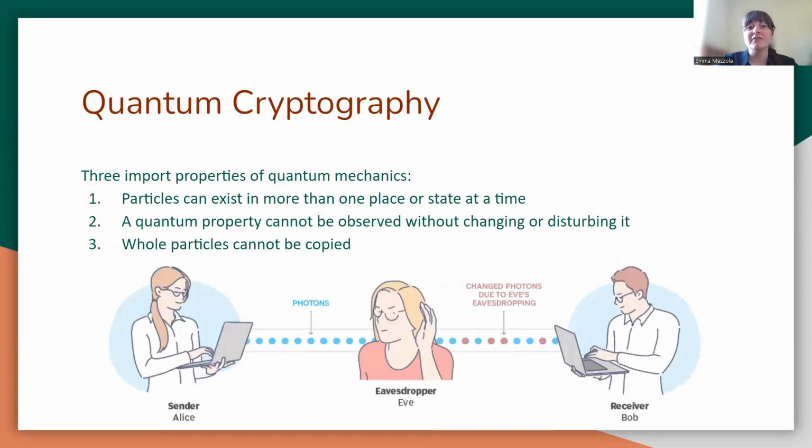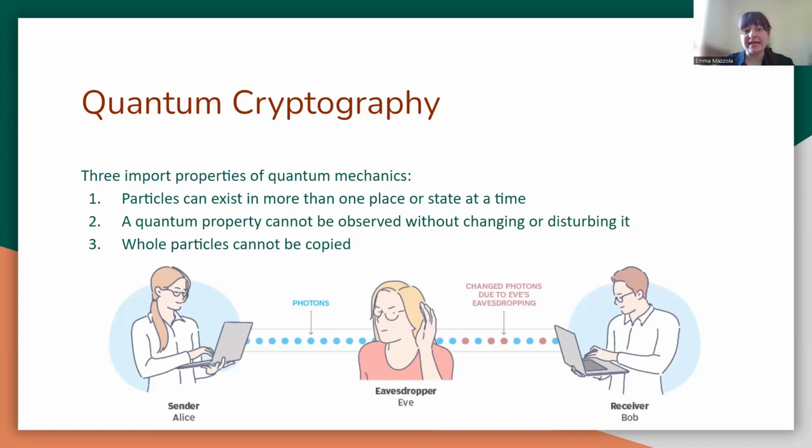And quantum cryptography is very, very, very secure for a few reasons. We have these properties of quantum mechanics that make it very secure. Particles can exist in more than one place or state at a time. A quantum property cannot be observed without changing or disturbing it, and whole particles cannot be copied.